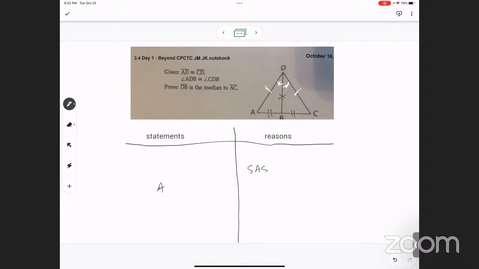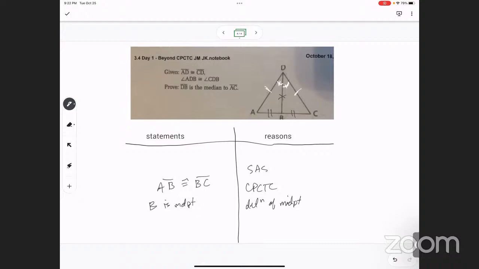CPCTC. So AB is congruent to BC, and that's by CPCTC, right? Mm-hmm. And therefore, what would that mean if AB and BC are equal to each other? And B is the median. Yep, B is the midpoint. B is midpoint. And you can say definition of midpoint.